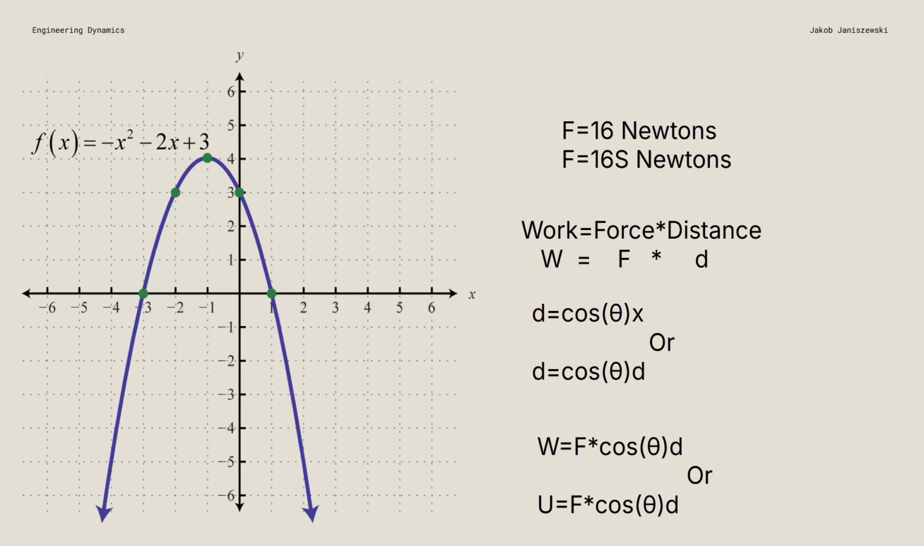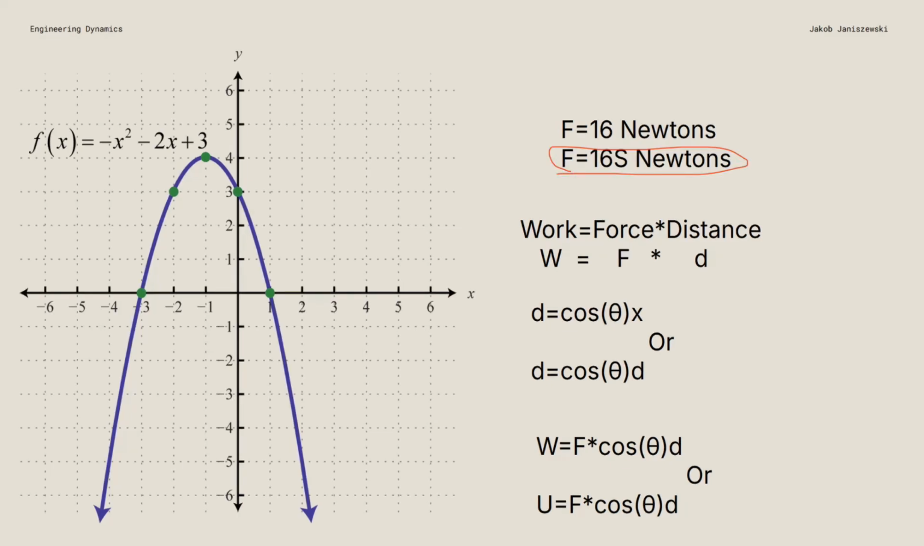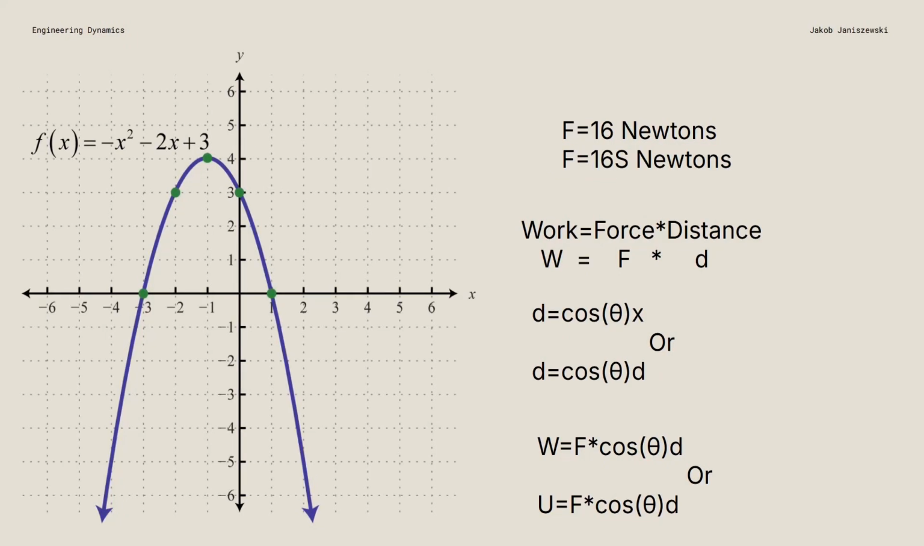More reasonably and more basically, I think a variable force would look like this. So you see F is equal to 16s, s being a position, right? That's a position variable. And I know there are other letters that they use instead of s for position. s is the one that I am most familiar with.